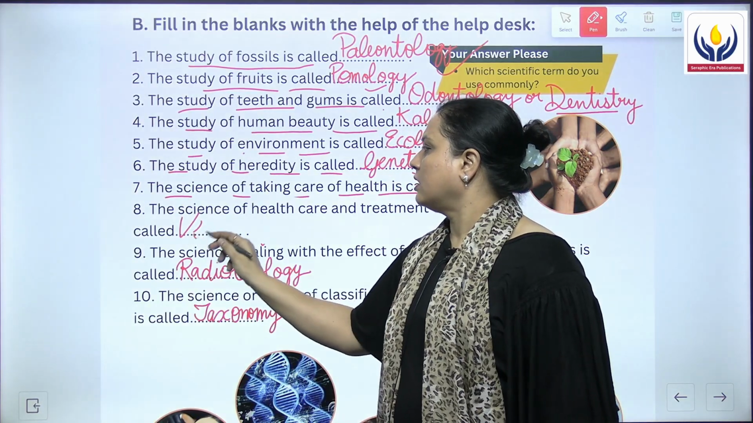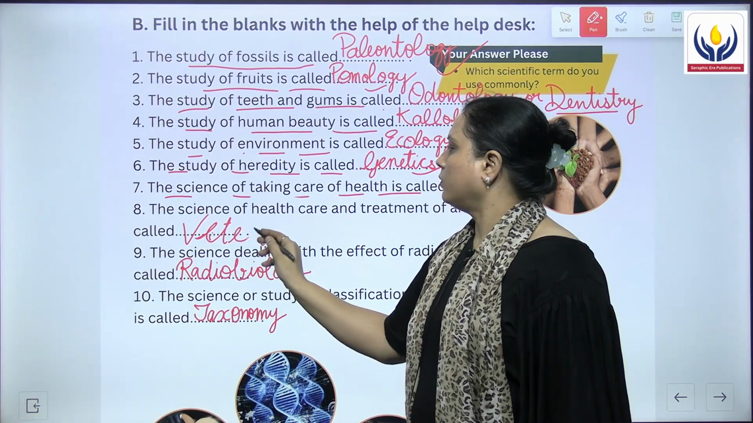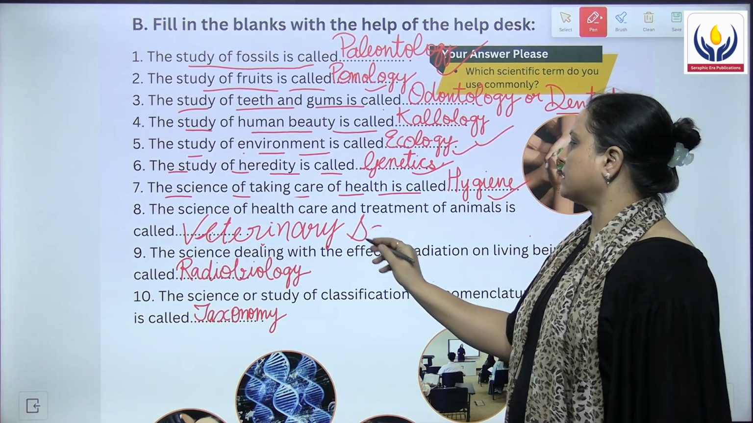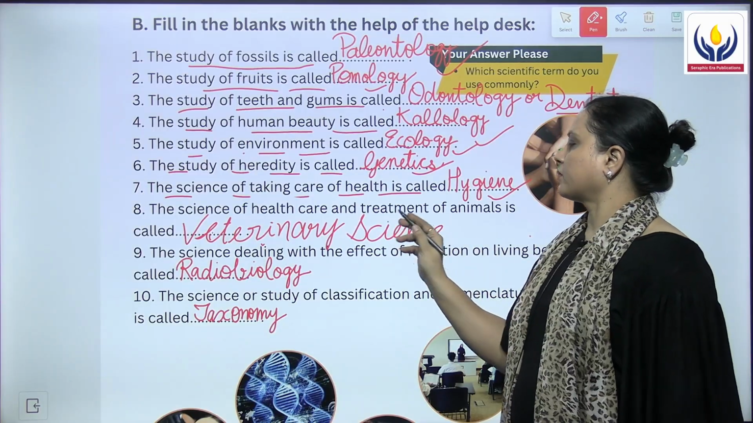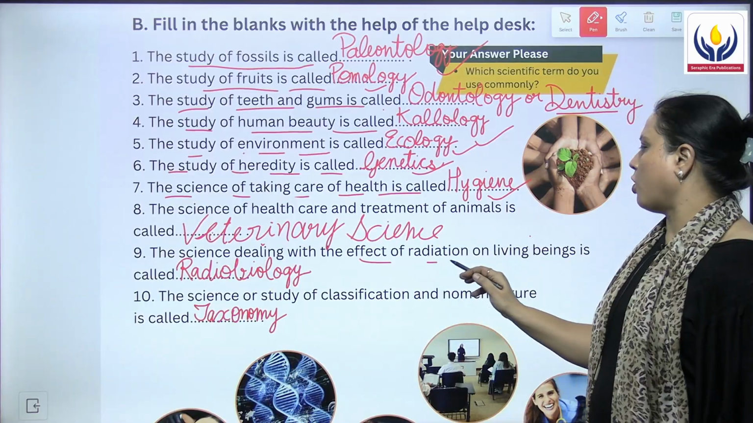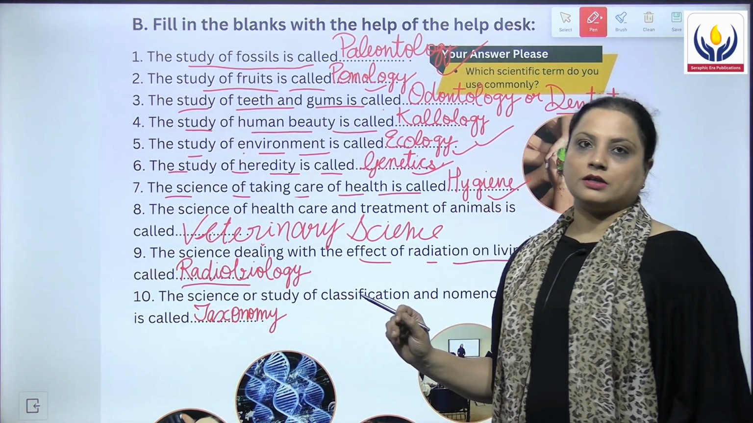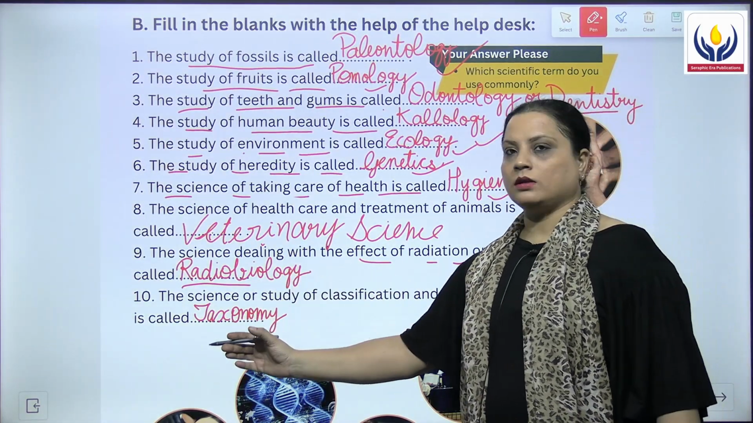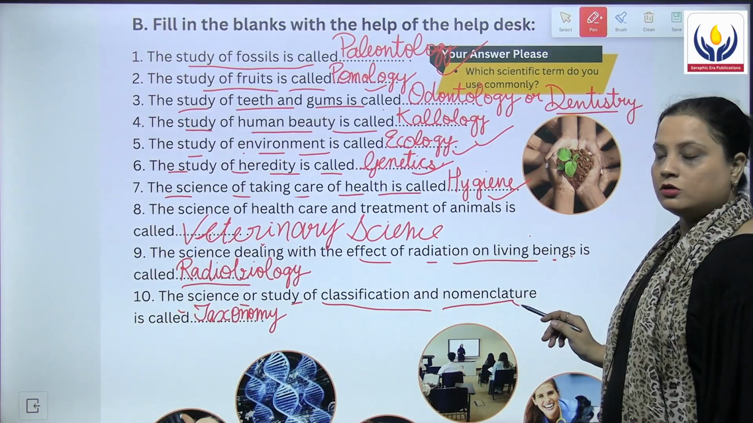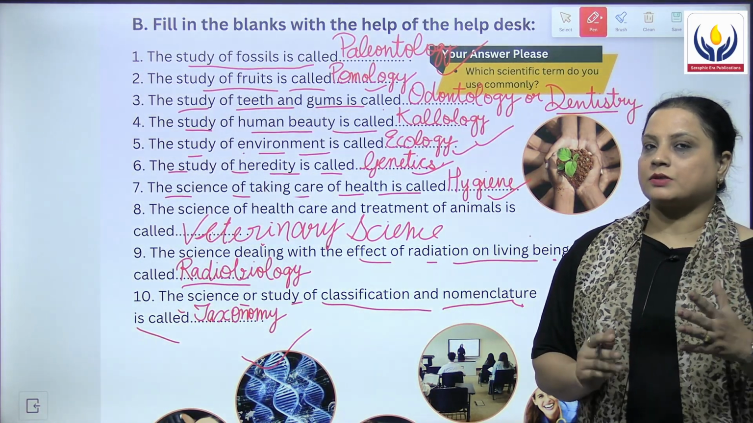We call it as veterinary science. Then the ninth one, the science dealing with the effect of radiation on living beings is called as radiobiology. Then the 10th one, the science or the study of classification and nomenclature is called as taxonomy.